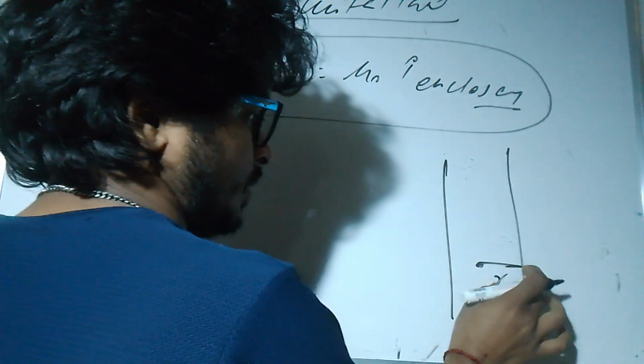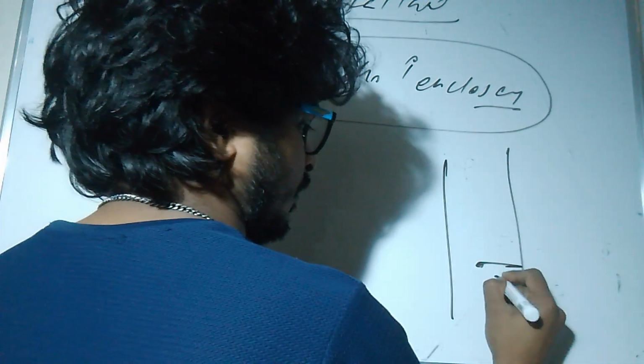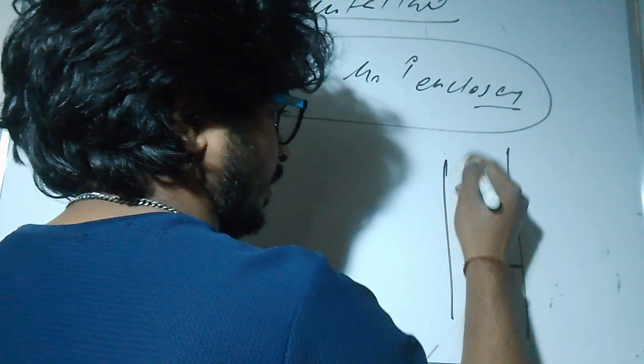Suppose there is a wire whose radius is r, and in this radius r current I is flowing. So we take this as capital R, and the current I is flowing in this wire.